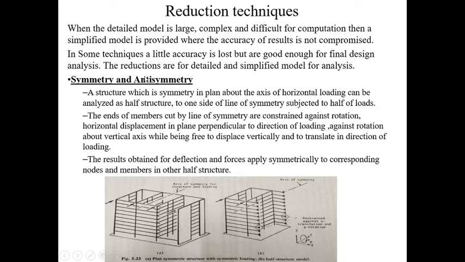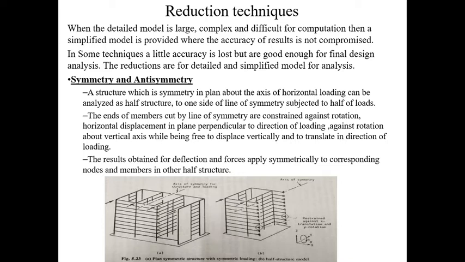In this we will be seeing the different reduction techniques. The first one is symmetry and anti-symmetry. Next is two-dimensional models of non-twisting structures. Then two-dimensional models of structures that translate and twist. Then we will be studying lumping, and the last one is the wide column and deep beam analogies. These are the different techniques which we can use to get a simplified model. Since the detailed model will be complex, we make it a simple version for the analysis.